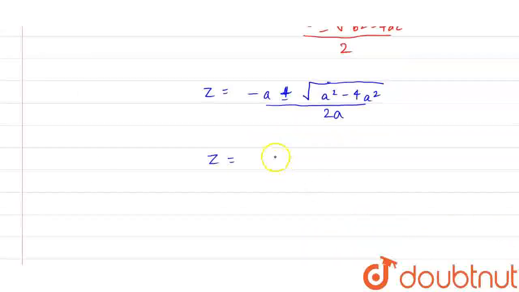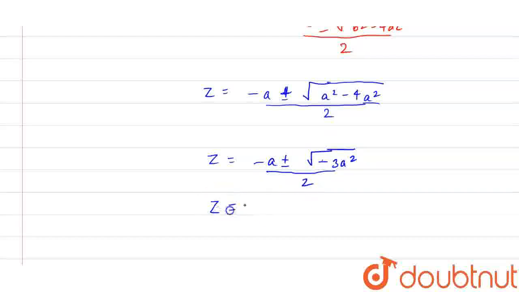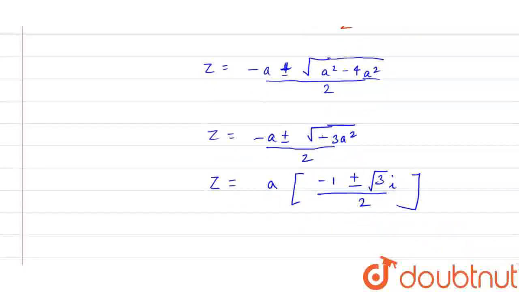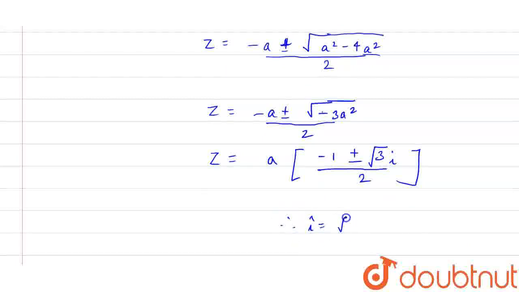So this will be equal to, similarly here this value is 2. So z equals minus a plus minus under root minus 3a square, divided by 2. If we take a common from here, we get minus 1 plus minus, we can write it as 3 iota, that is under root 3 iota, divided by 2, because a square comes out of the bracket and becomes a. We know that the value of iota is equal to under root minus 1, and we have used this value.